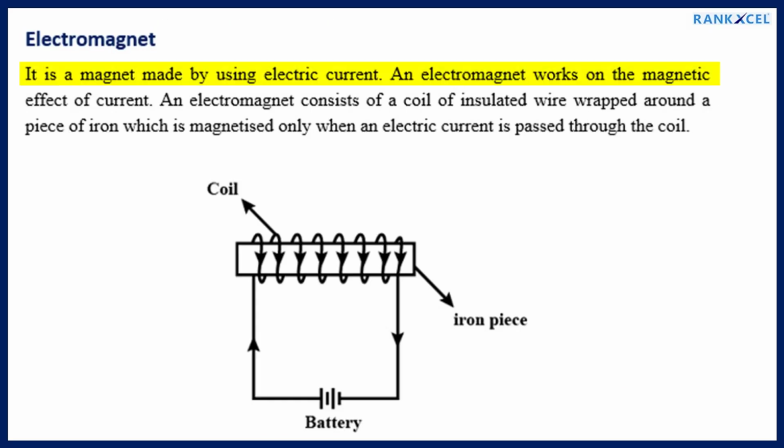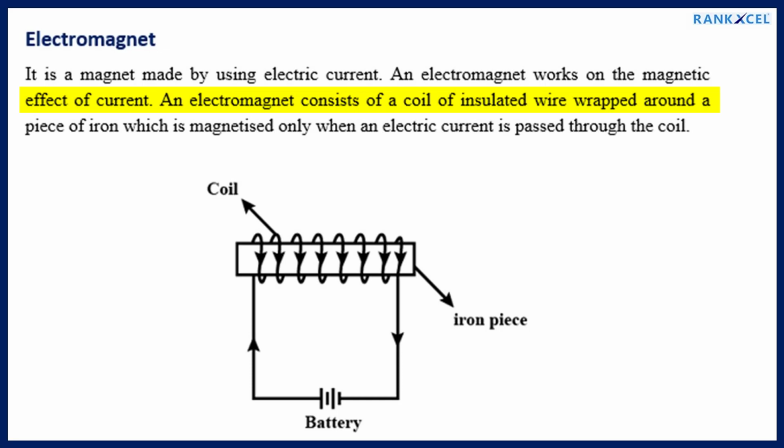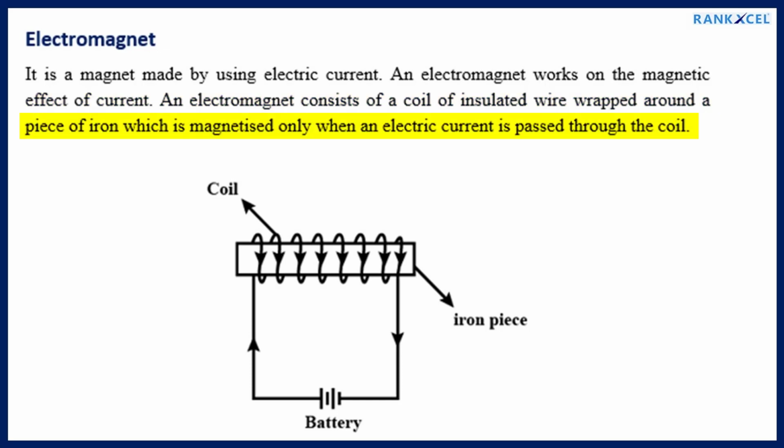Electromagnet. It is a magnet made by using electric current. An electromagnet works on the magnetic effect of current. An electromagnet consists of a coil of insulated wire wrapped around a piece of iron, which is magnetized only when an electric current is passed through the coil.